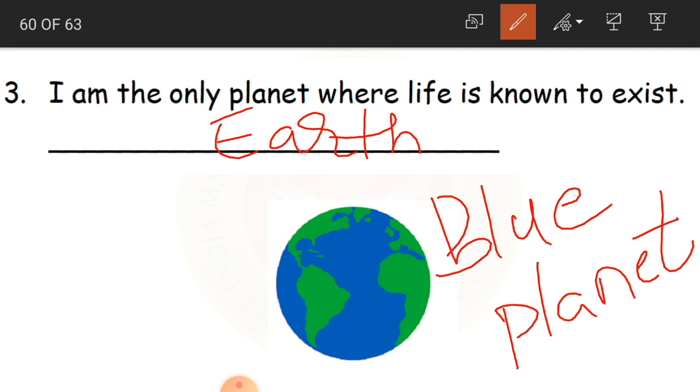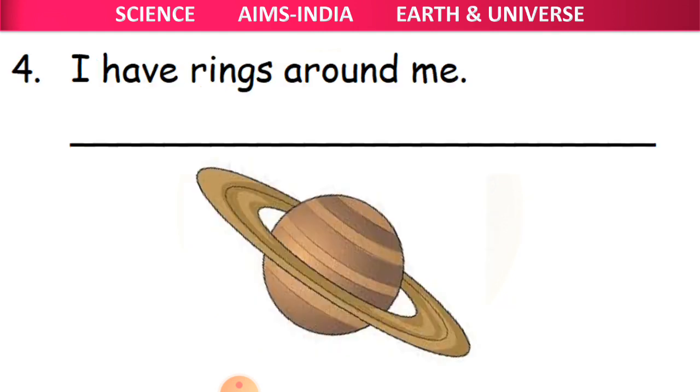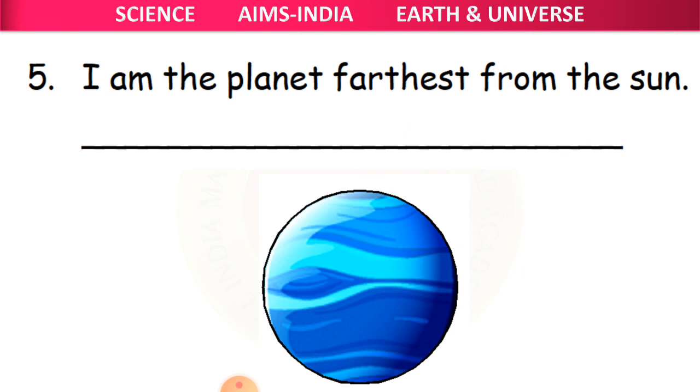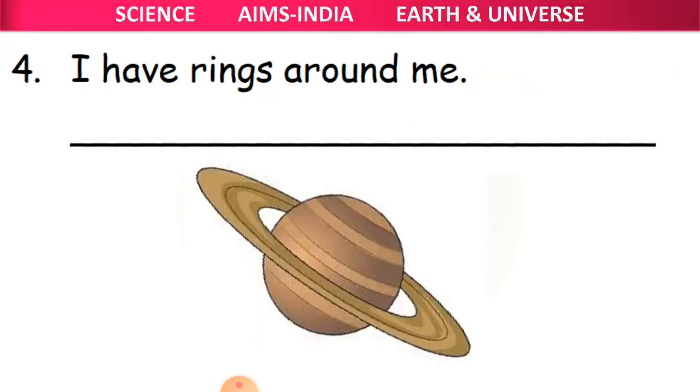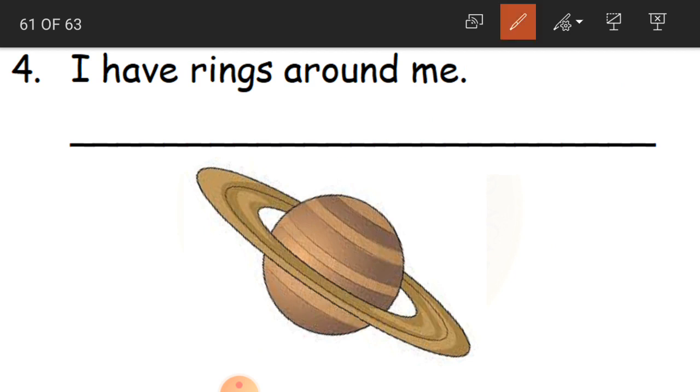Water is of what color normally? Yes, blue. Normally we give blue color to water. So that is why Earth is also called the blue planet. Now, I have rings around me. What is this? So beautiful a planet. That is nothing but Saturn.